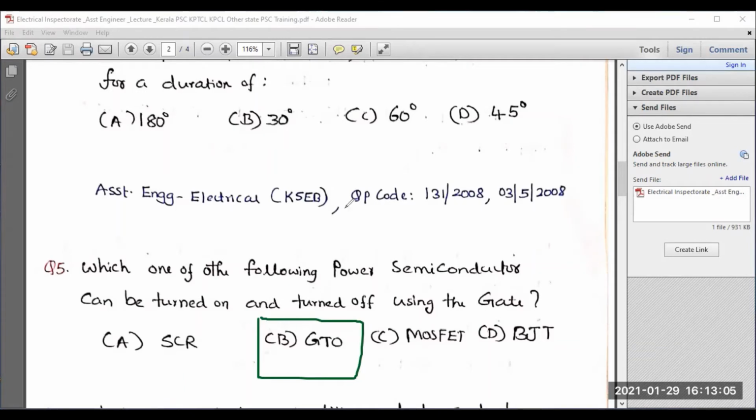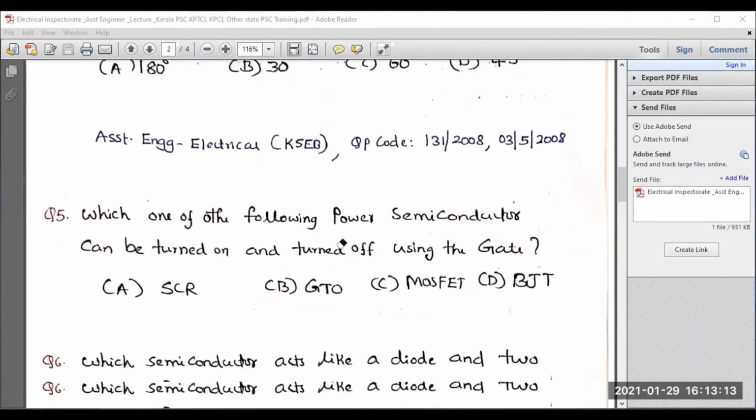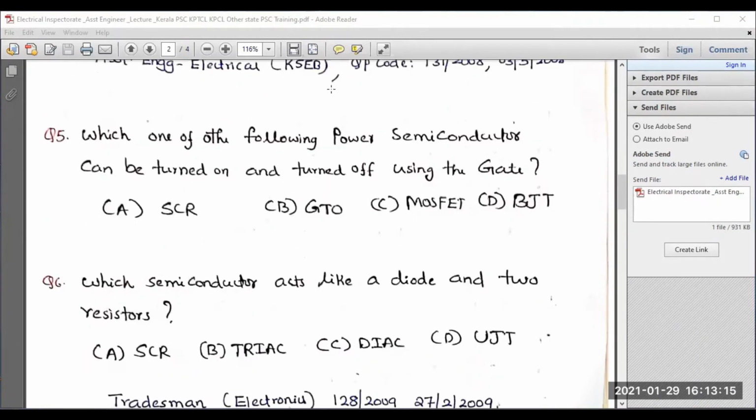That is called the gate turn off thyristor. It's a special type of thyristor group. Like SCR, this is also one of the family of thyristor, GTO, but it is somewhat costly. So which is the right answer? GTO is the right answer. Gate turn off thyristor. Clear?